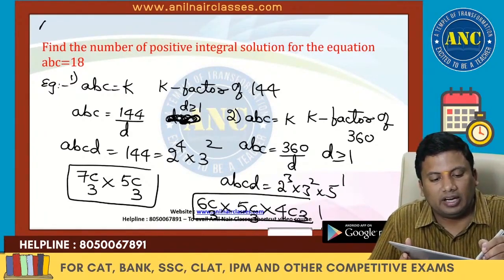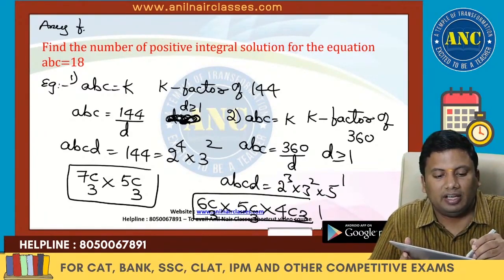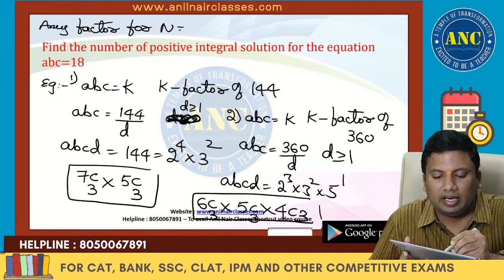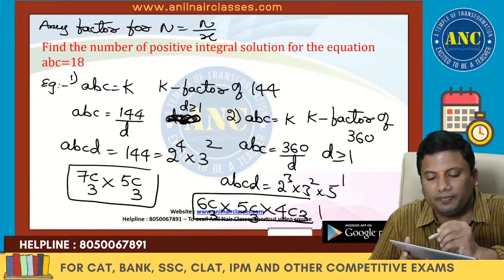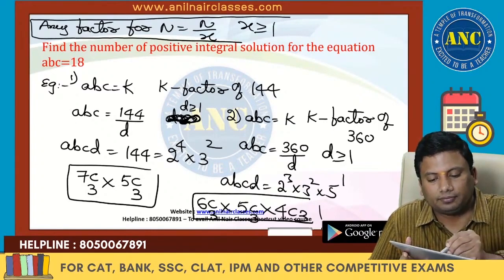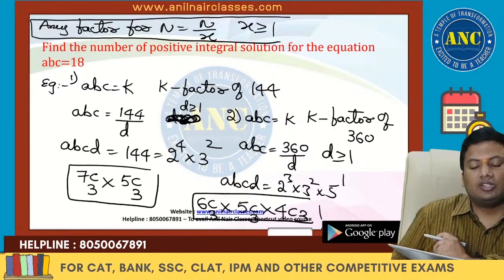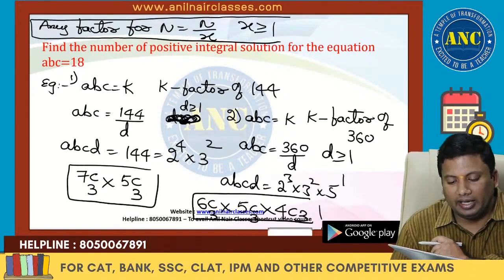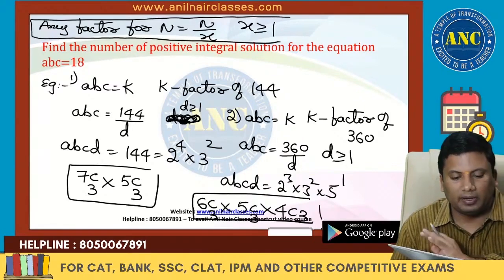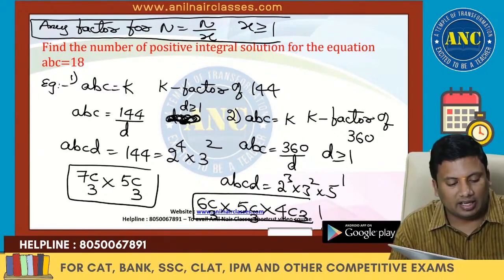Please write down, sir. Any factor of n can be written as n by x, where x is greater than or equivalent to 1. So for ABC equal to K, with K a factor of 144, it is 144 by D, D greater than or equivalent to 1. Here K is a factor of 360, so 360 by D. I hope the idea is clear.